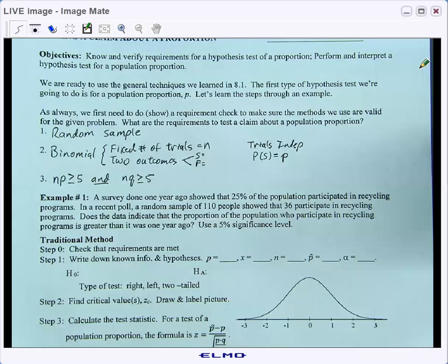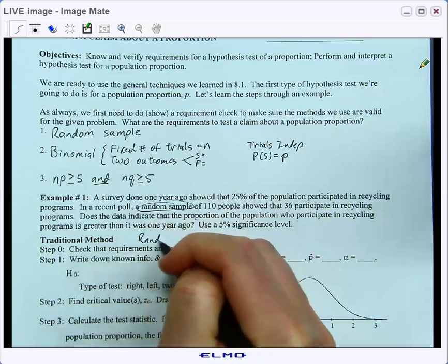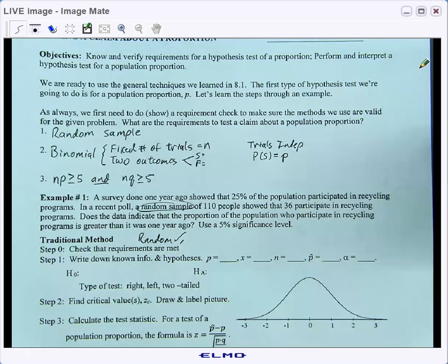Let's go through this all together. First off, did we have a random sample? The answer is yes, and we will be looking for this on homework and tests. So make sure that you do show us that you are checking these requirements.